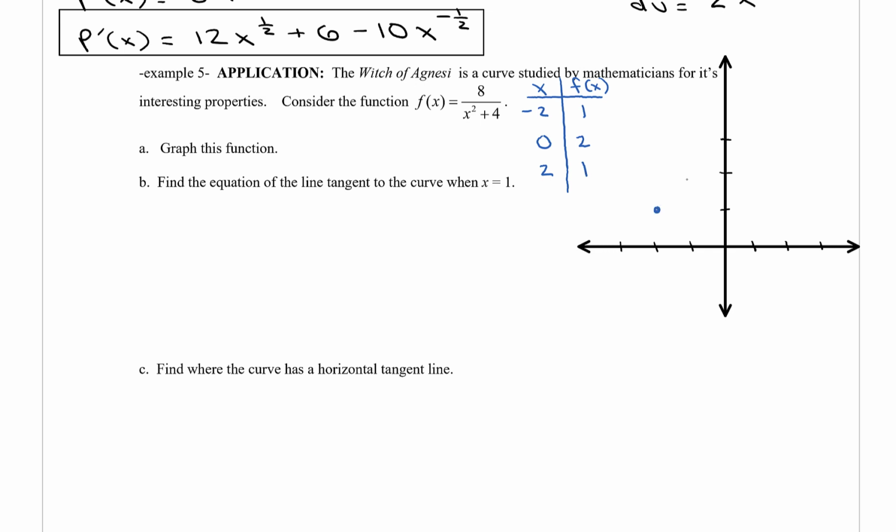If x equals -2, then f of -2 is equal to 1. If x equals 0, then f of 0 is equal to 2. If x equals 2, then f of 2 equals 1. I'm going to plot these points on my graph, and then I'm going to connect these points by the curve of the function.